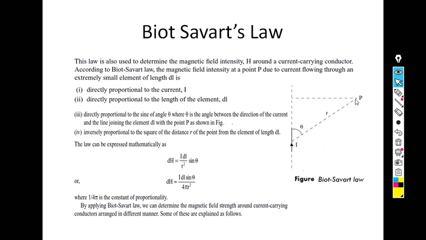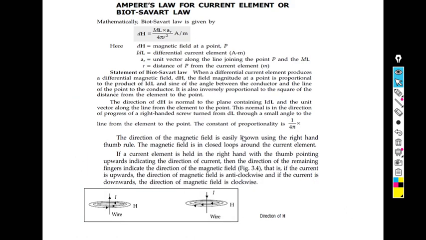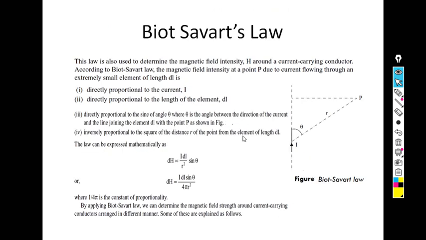Now what does this mean? The current carrying conductor is placed here, so due to this current carrying conductor a magnetic field will be produced, and if I place a unit north pole, it will experience a force, and that is known as magnetic field strength, right? Now we want to find this magnetic field strength.